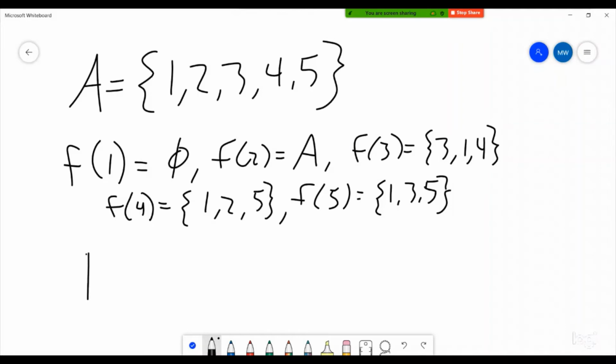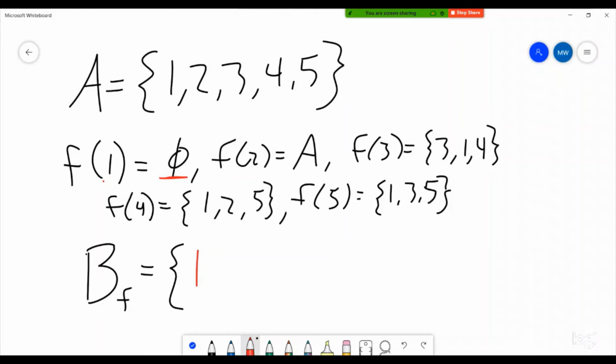Then you can figure out what's the Barber set with respect to F. It's the set of elements that are not in its image. So let's just go through each element one at a time to figure out if it's in the image. So is 1 in the empty set? No. So 1 is going to be an element of the Barber set.